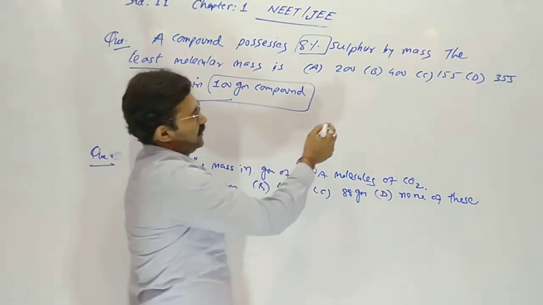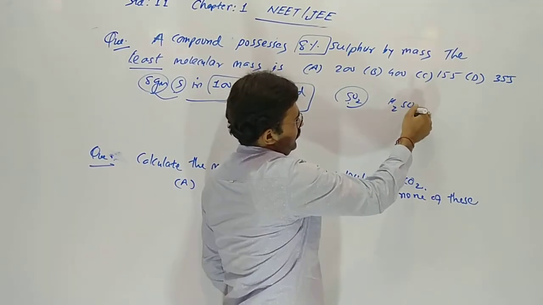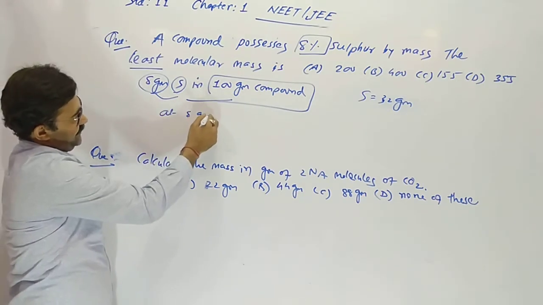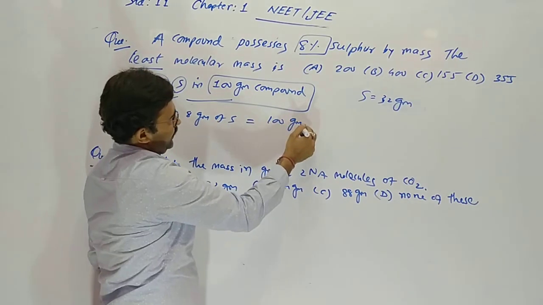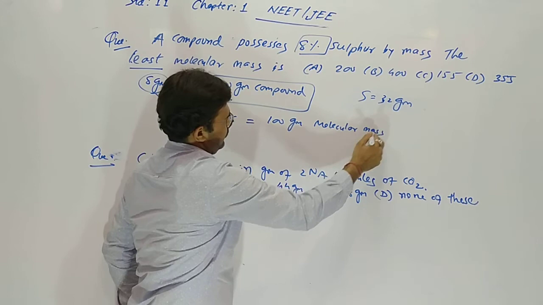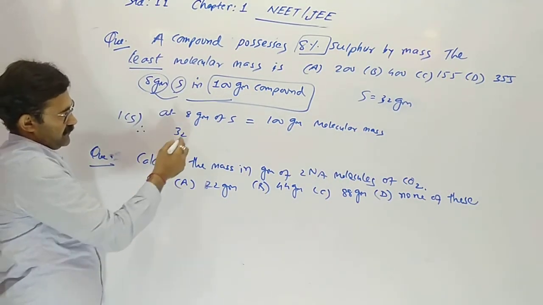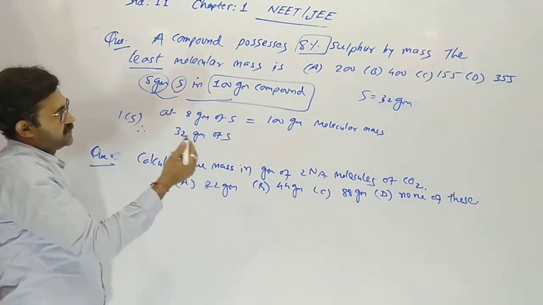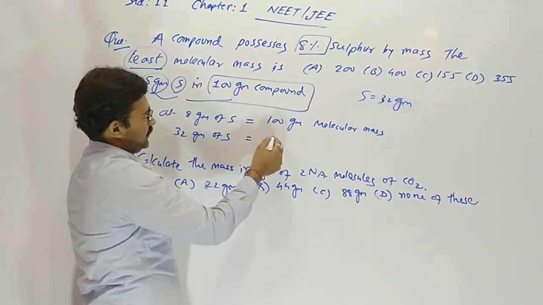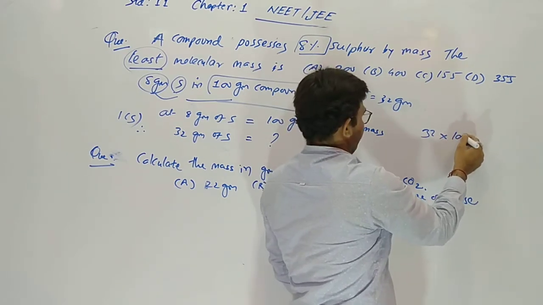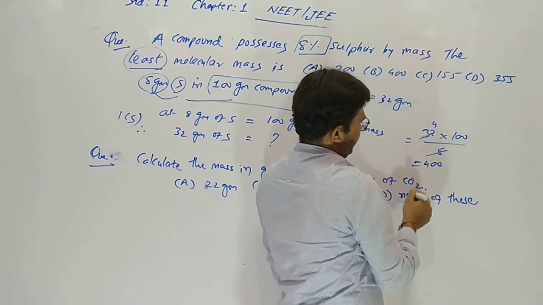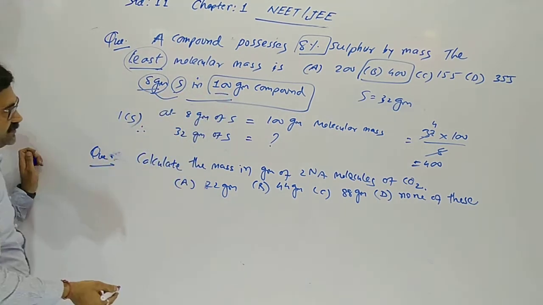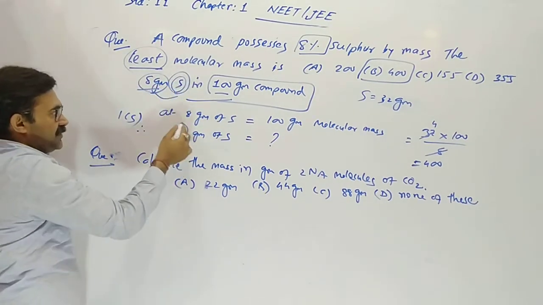If we take sulfur dioxide or H2SO4, there is a minimum of 1 sulfur, which means 32 gram. So 8 gram of sulfur corresponds to a molecular mass of 100 gram. At minimum 1 sulfur, so 32 gram, because half is not possible; that is why it says least. 2 or 3 sulfur would be more. So at 32 gram, how much? 32 into 100 divided by 8, so 400 is our answer.